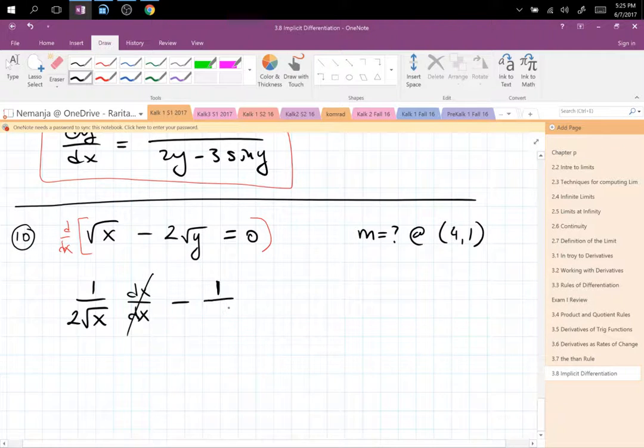Simplified, yes. Negative 1 over root y. Yes, because the half and the 2 will cancel. And then we took the derivative of y with respect to x. And then on the right-hand side, the derivative of 0 is 0. So now, what do we do?